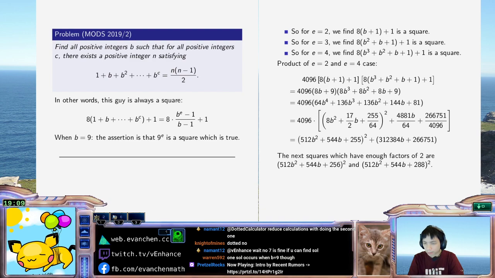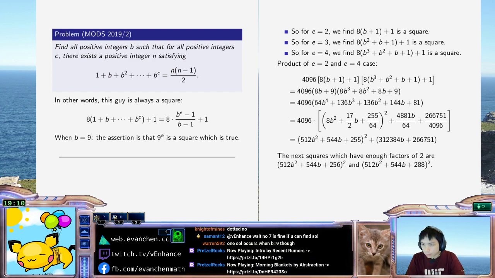So check the first one. We'll solve the polynomial equation on the left. The first polynomial equation we should solve is 512b squared plus 544b plus 256, squared, is equal to 512b squared plus 544b plus 255, all squared, plus this thing. And then for the other one, we can use size arguments, because when I'm up to 288, you get a factor of 32.